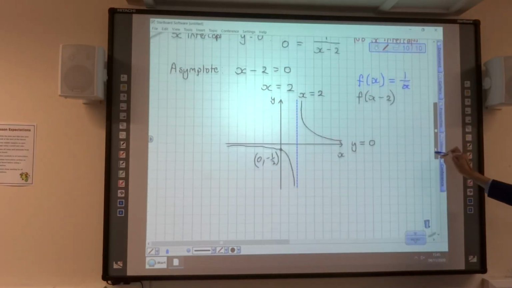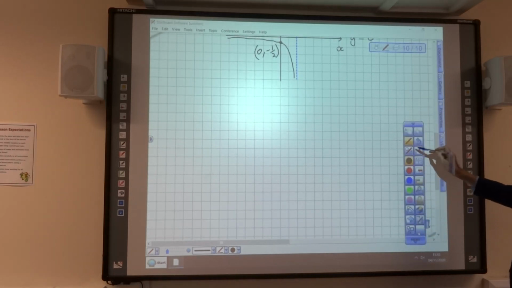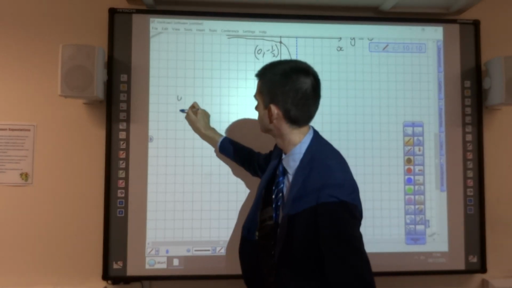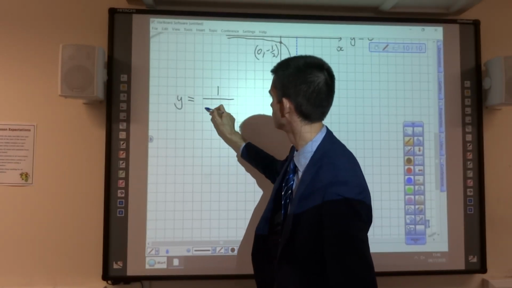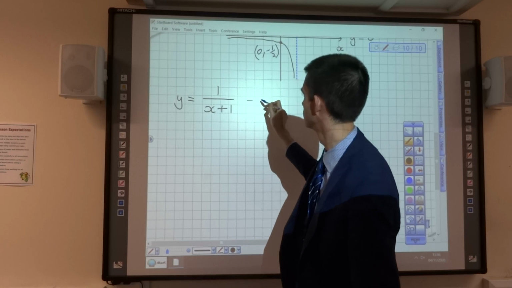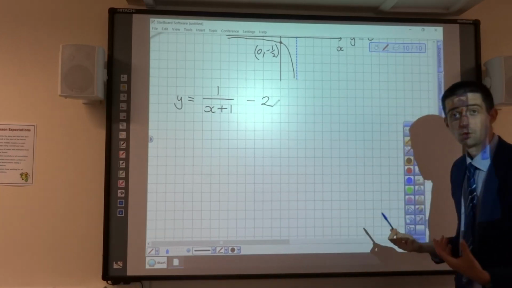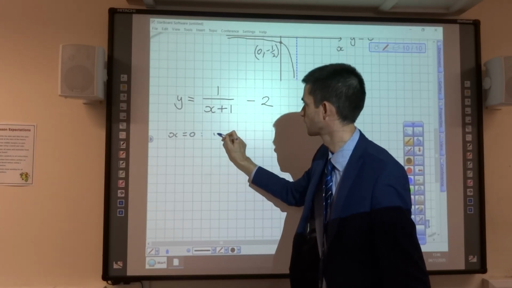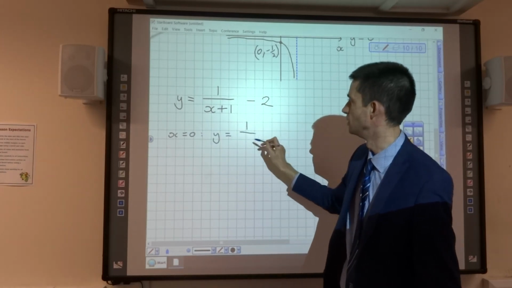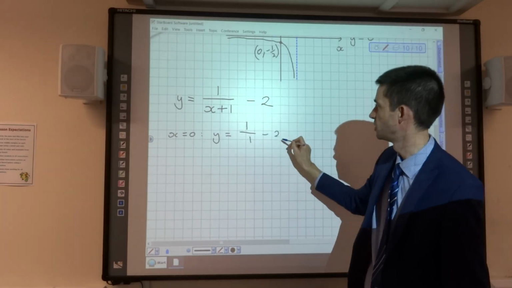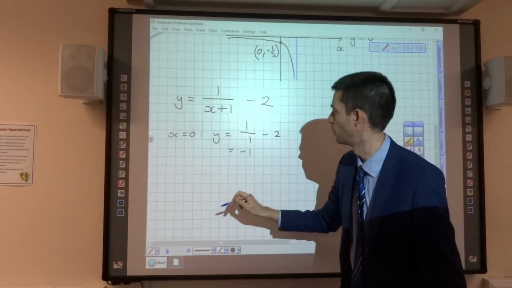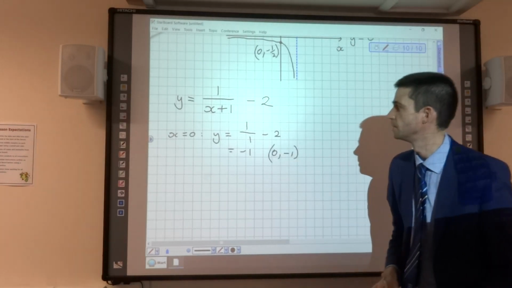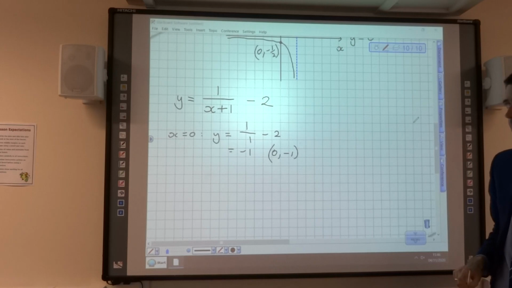Okay. One more example then. I'm going to do y equals 1 over x plus 1, minus 2. And I'm going to approach it in the same way. I'm going to say, okay, if x equals 0, y would be 1 over 1 minus 2, which is negative 1. So I have a y-intercept of 0, negative 1.